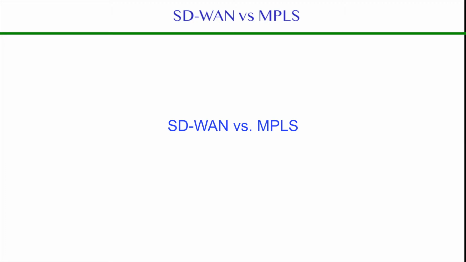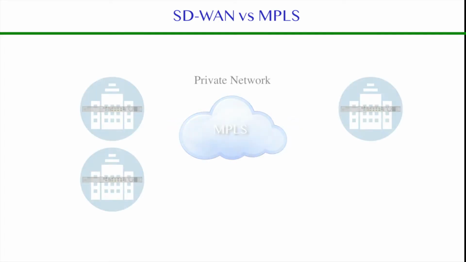Here we go. Let's highlight a few differences between SD-WAN and MPLS. Let's take a look at MPLS service first. The first and most important component to MPLS is its privacy. For those of you who are increasingly concerned about security, this quality is more beneficial than ever.